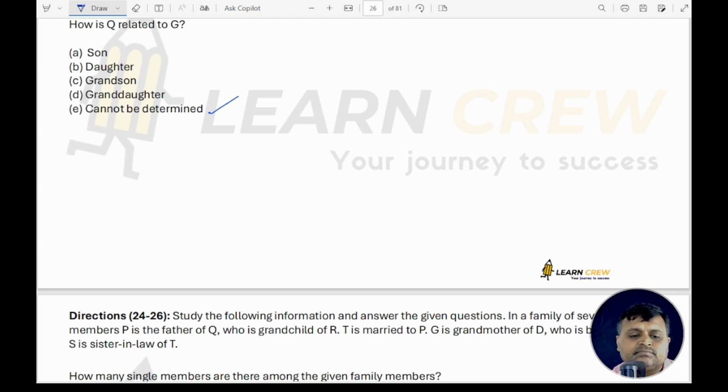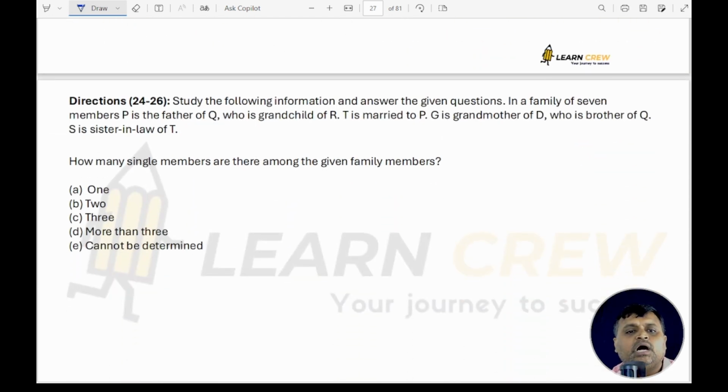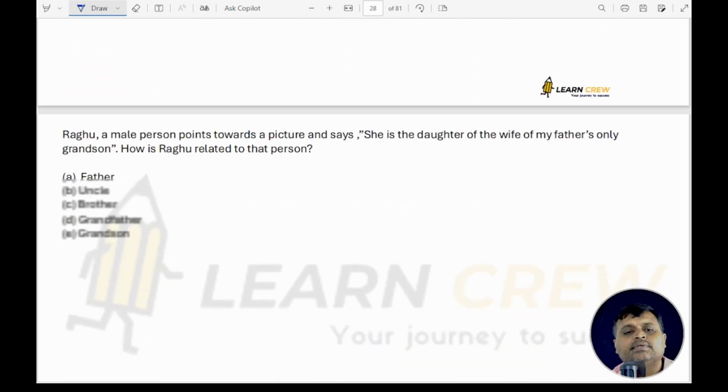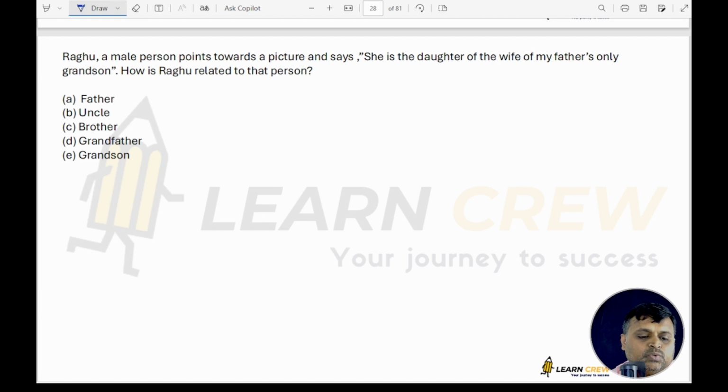Now next one, the 26th one. How many single members are there in the given family? Here you can see 3 members. Next, Raghu, a male person, points towards a picture and says, she is the daughter of the wife of my father, wife of my father's only grandson. So how is Raghu related to that person? He is the grandfather.